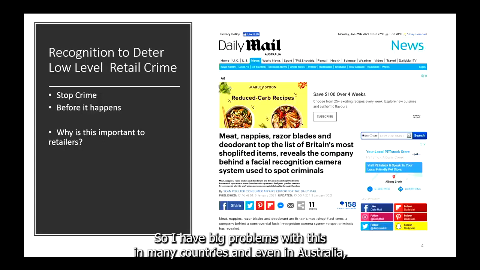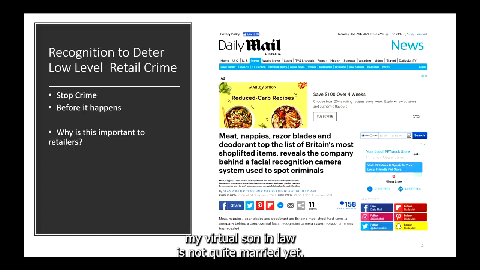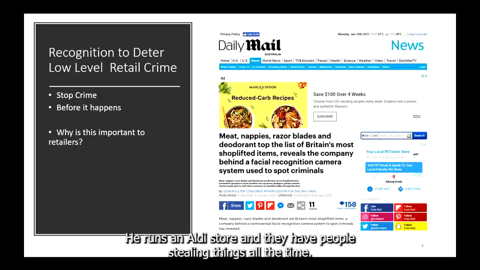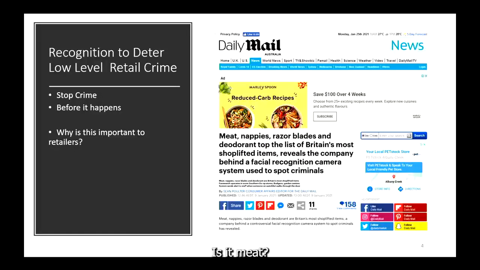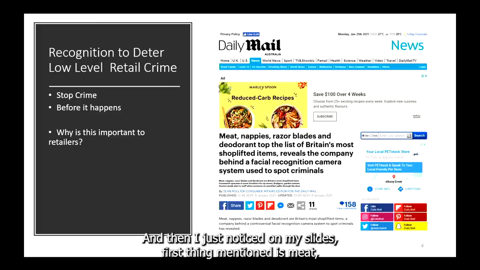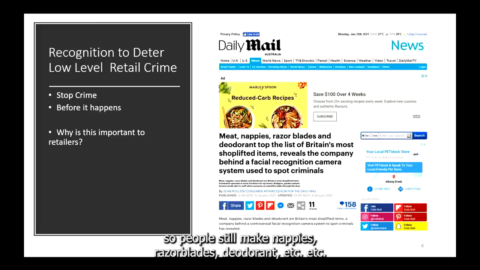Anyway, they have big problems with this in many countries, and even in Australia. My virtual son-in-law, because I'm not quite married yet, runs an Aldi store, and they have people stealing things all the time. I asked him what they mostly steal, and he said it's mostly meat. I said, meat? And then I just noticed on my slides, the first thing mentioned is meat. So people steal meat, nappies, razor blades, deodorant, and so on.